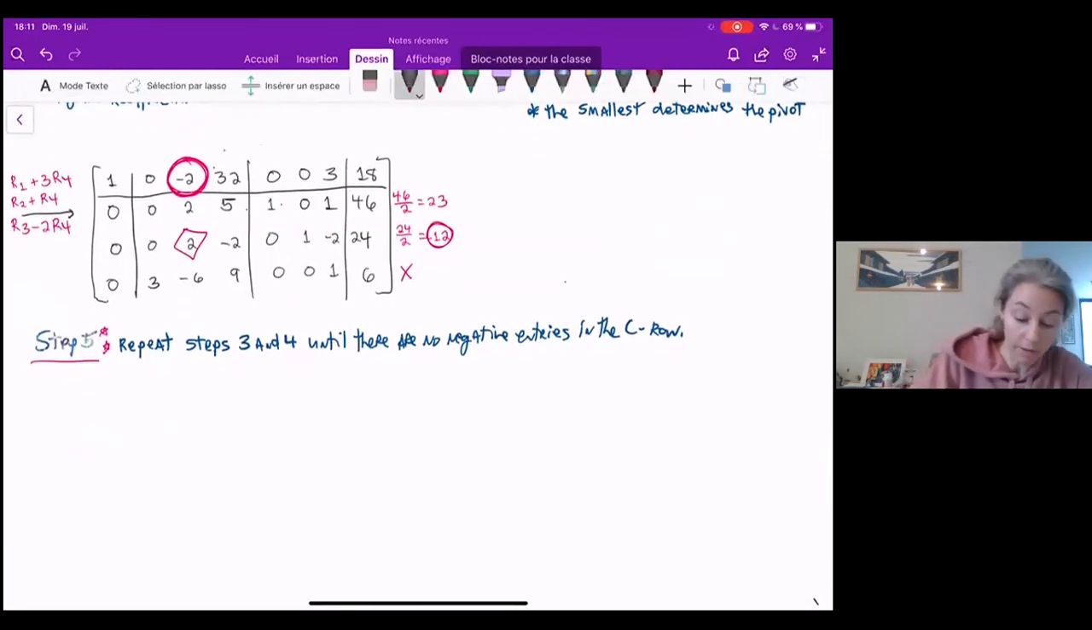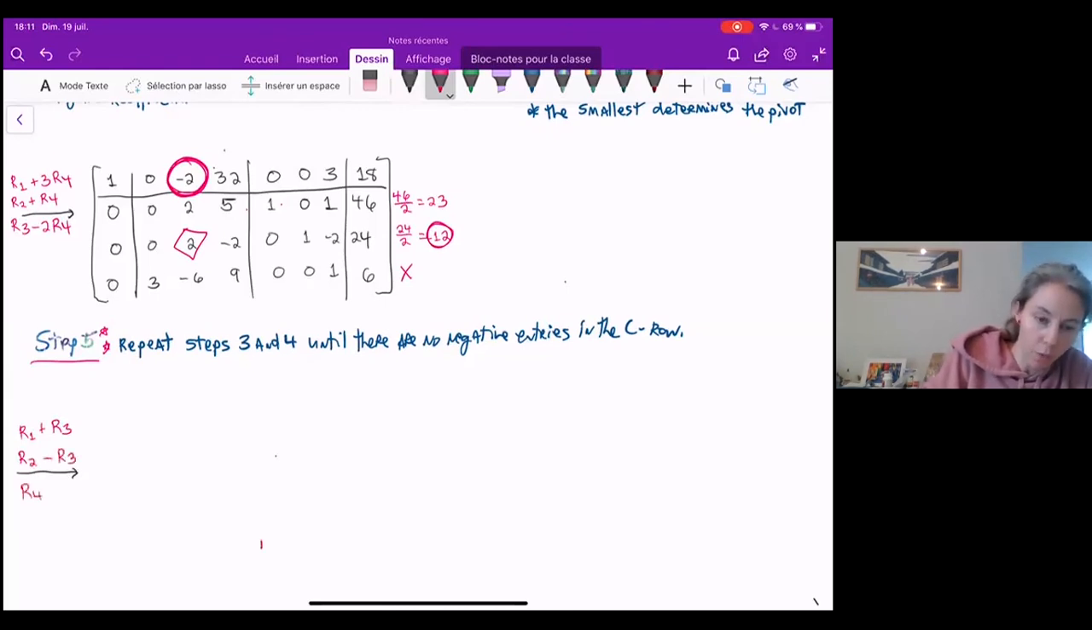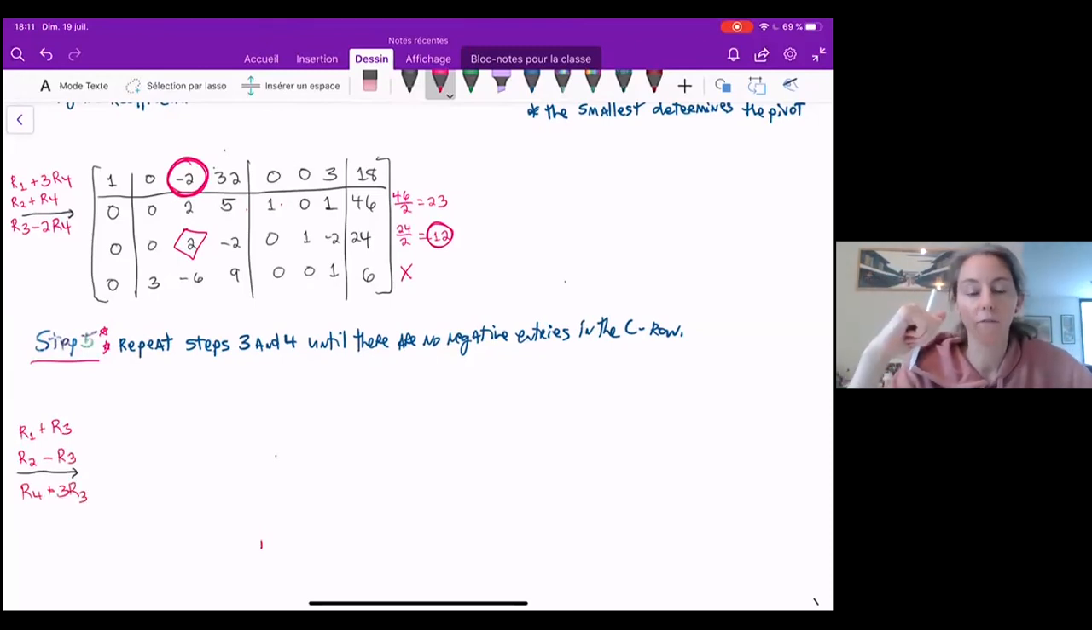Now 2 is a good pivot because everything else is a multiple of 2. So I will do row 1 plus row 3, since my pivot's in row 3, row 2 minus row 3, and row 4 plus 3 row 3. And that's going to allow me to make zeros everywhere else in that column. Numbers in all of the other columns should also change, but I should not be getting rid of any zeros that I've already made. Everywhere else in that column is 0, and my pivot column is 0, so all of those are going to stay 0.